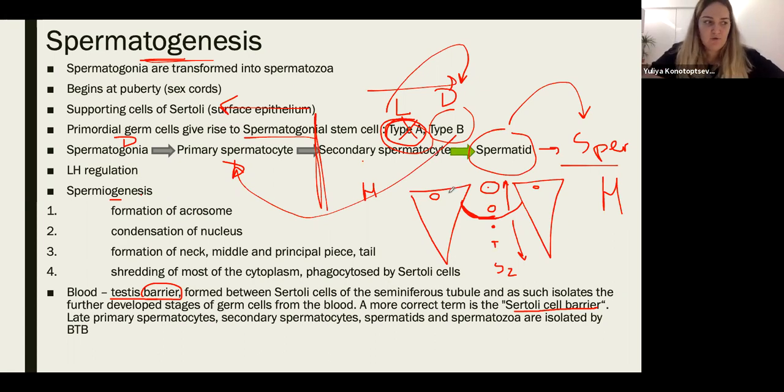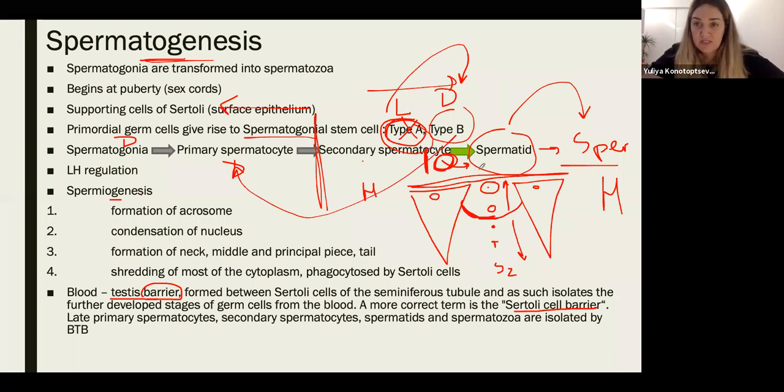So think about it this way. These two are the Sertoli cells. This is where the basement membrane will be, right? Here would be the connective tissue. It will have a blood vessel. In that blood vessel, I can have lymphocytes coming out.